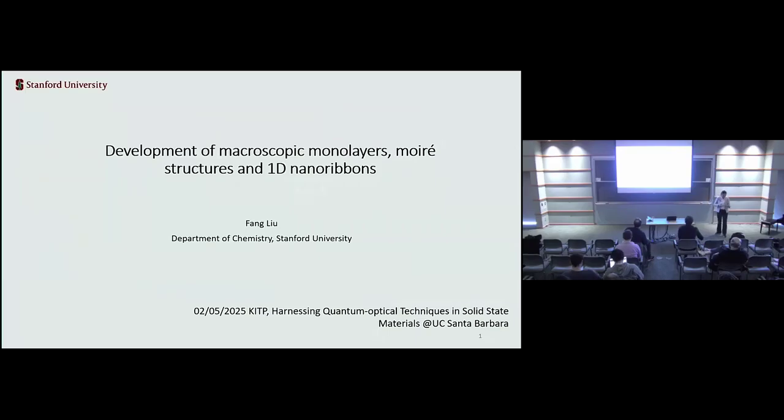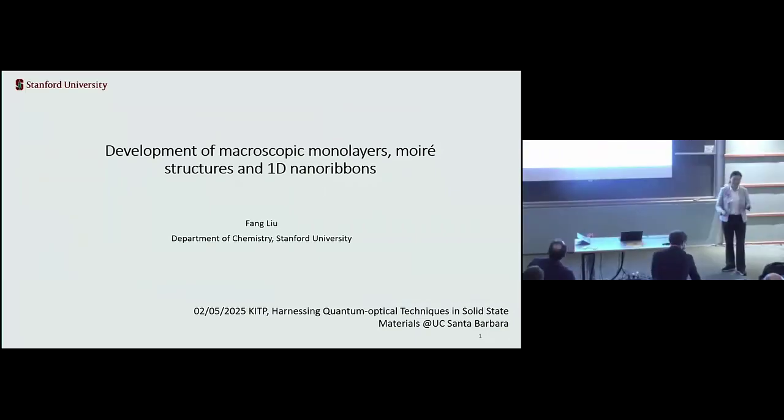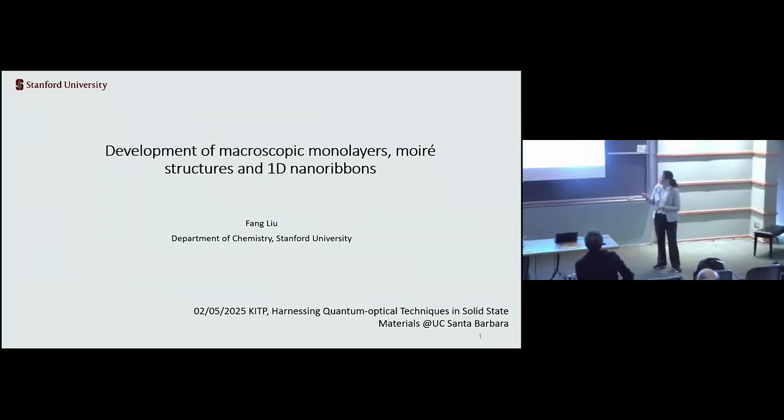So I actually changed the title a little bit to be more specific: development of macroscopic monolayers, moiré structures, and nanoribbons. I come from a chemistry background, as you can see, so this topic is a little different than the previous talks. This will be more about the development of very large area materials, which I hope can be helpful for the future experimental development of integrating this into cavities to really see the predicted quantum phenomena.